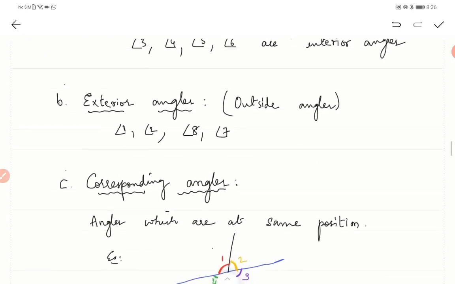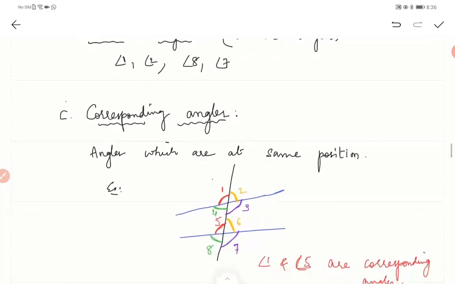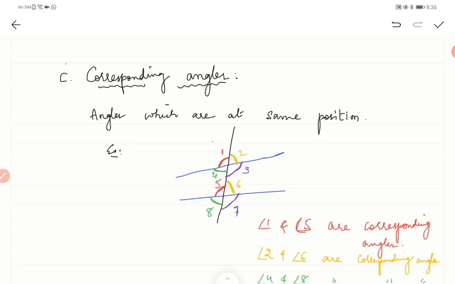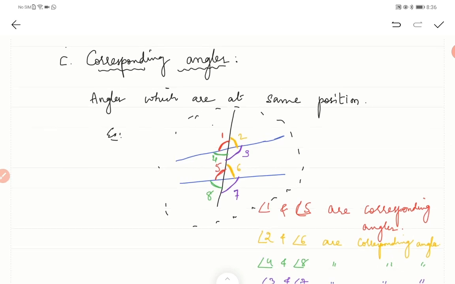The next type of angles formed are corresponding angles. What do you mean by corresponding angles? Whenever a transversal is intersecting two lines, angles which are at the same position, जो same position पे हैं, those angles we call corresponding angles.